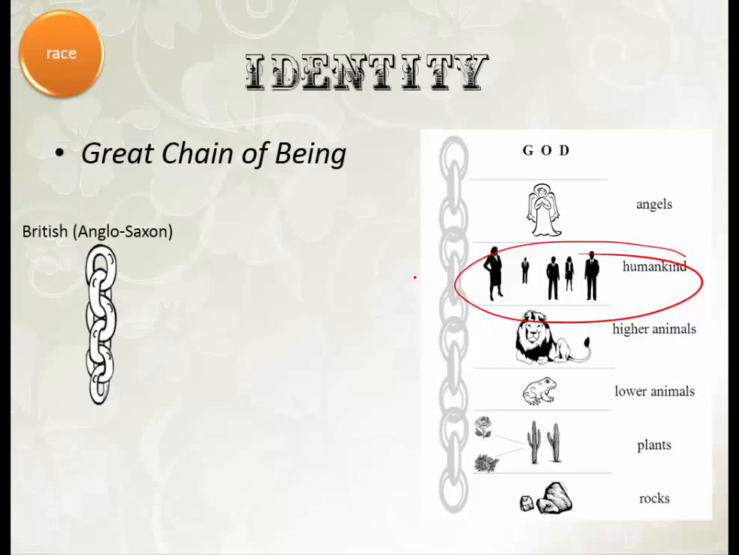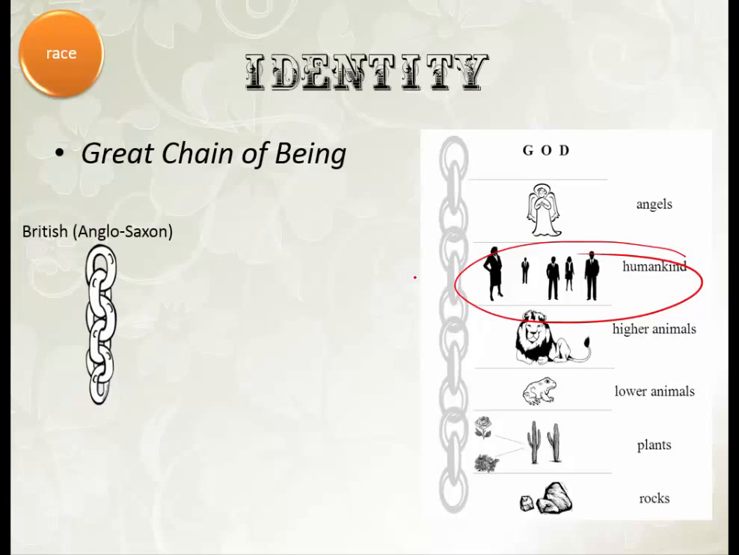At the bottom of this human chain of being were those humans that looked most different from the British, so Africans, Asians, and First Nations people. In the middle of the chain would be those people who looked like British people but were not British. This human chain of being was a very racist idea, but at the time it was very popular and people believed that it was accurate.